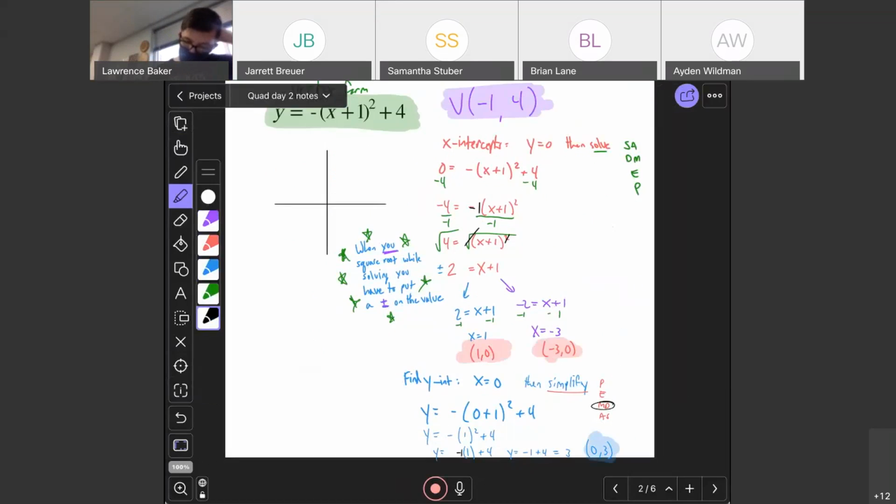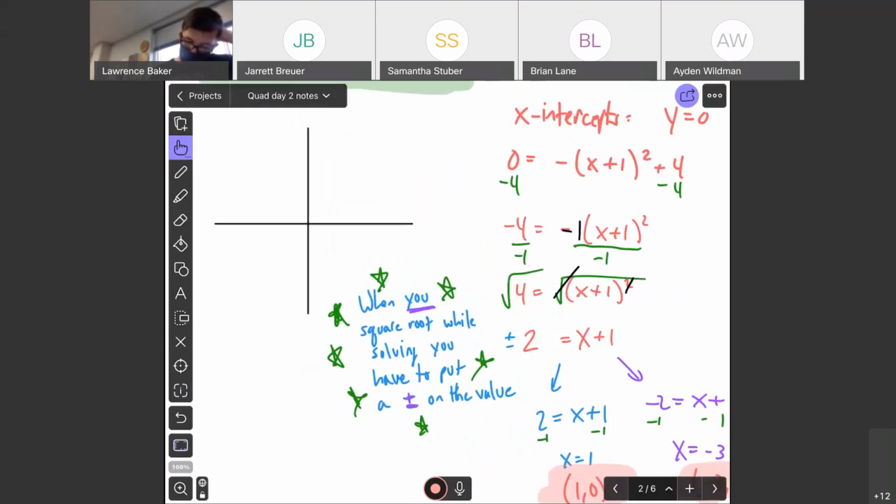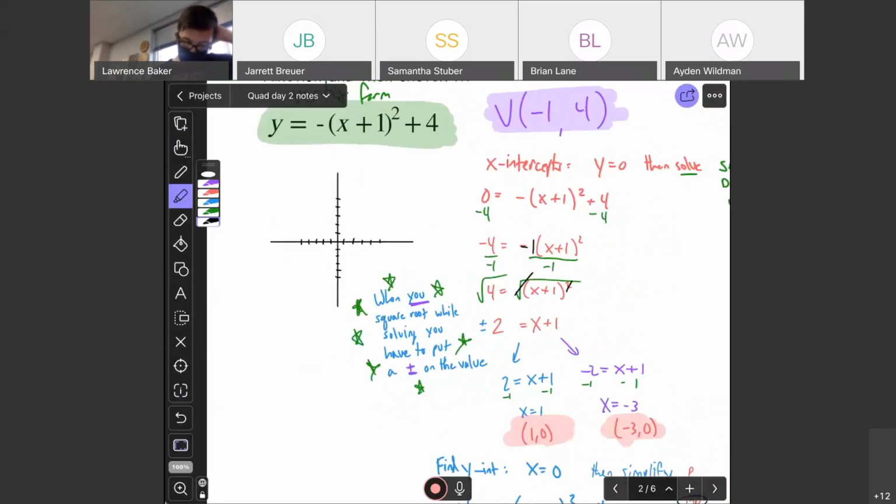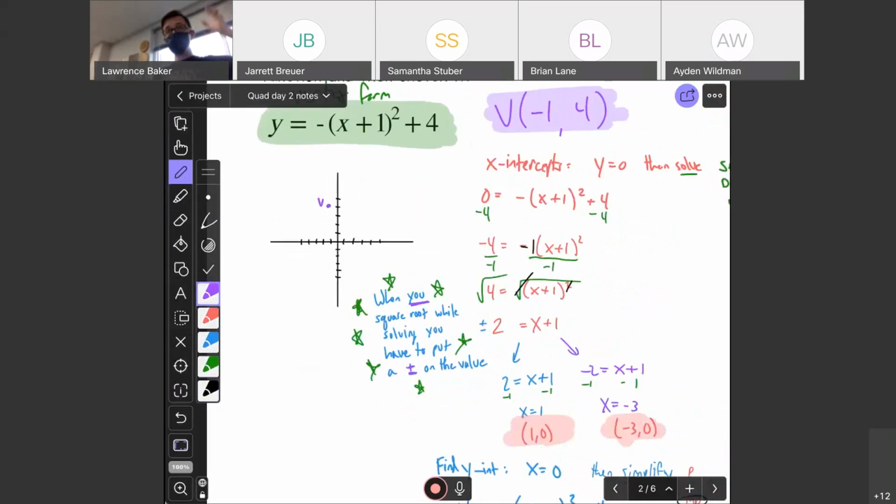Like I said, I'm going to do a little bit more of a detailed graph, so I'm going to put little tick marks on this. The numbers are pretty small, so I'm just going to go out to 5 on each axis. Our vertex was at negative 1, 4. I always label my vertex with a V because it is the most important point. I really want to make sure I understand which point is the vertex, and I don't want to get mixed up with the other points that I'm going to plot.